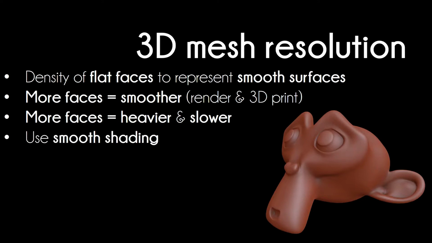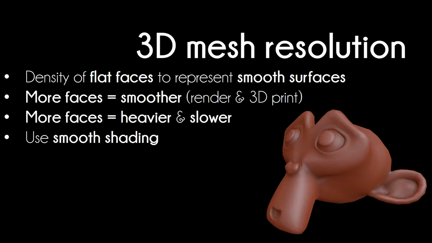So instead of just making the faces so small that you can't see them anymore, we use a smooth shading effect. So while our mesh is still made up of flat faces, the PC now tries to smooth out the surface and blend the different vertices and faces into each other, so you get a bit of a smooth surface. So in this monkey head you can see it's got smooth shading.